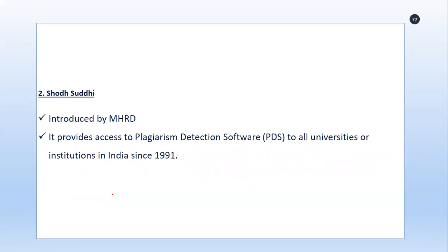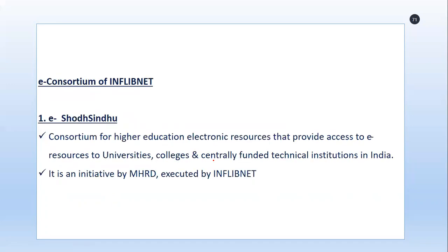Second is Shodhshuddhi, which is established again by MHRD, that is Ministry of Human Resource Development. Now, what is the main role over here? It provides access to plagiarism detection software, that is PDS, to all universities and institutions in India. So this point is very important from the question point of view. Same way, when we talk about e-ShodhSindhu, its role is that it provides e-resources. So these points are very, very important. They can give you or confuse you in any form.